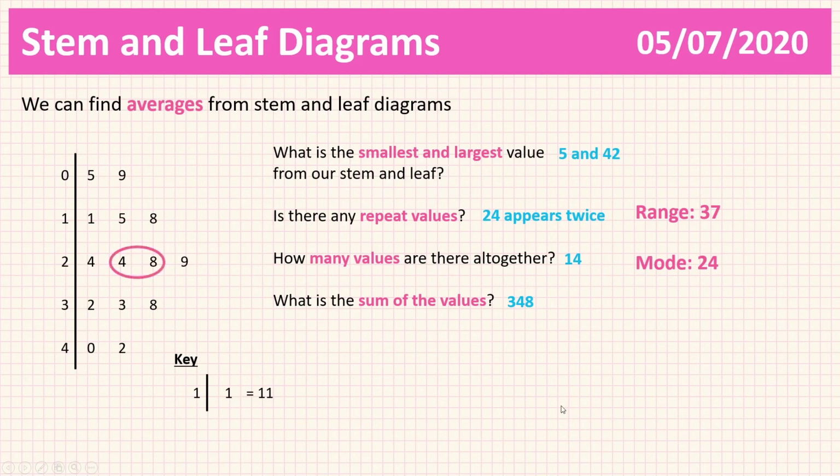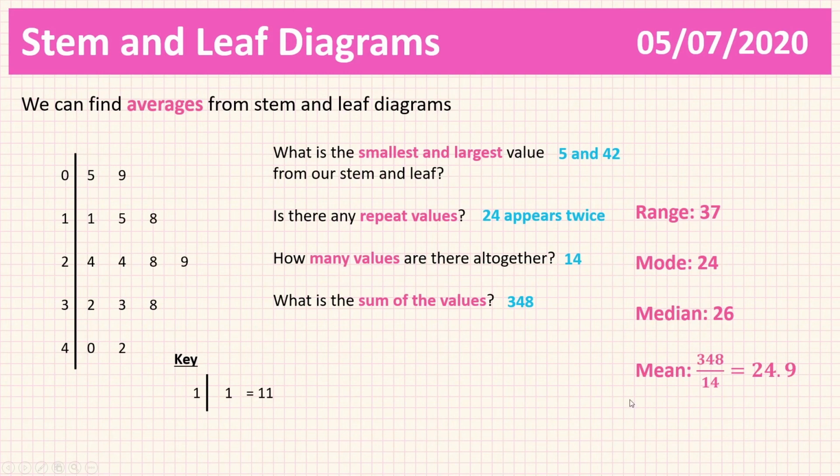Okay, now we're looking for our median. There are 14 numbers. That means our median is going to be between number 7 and 8. So if I count my leaves, there's the 7th and the 8th value. And the median is going to be in the middle there. So the median is between 24 and 28. So our median is 26. And lastly, we're looking for our mean. Our mean is the sum of the values divided by the total number of values. So if I do 348 divided by 14, that will give us our mean.